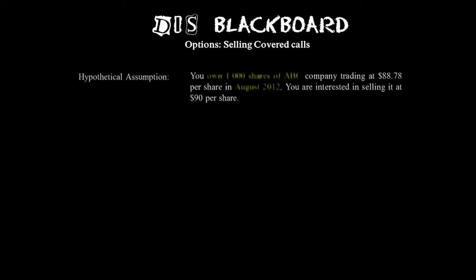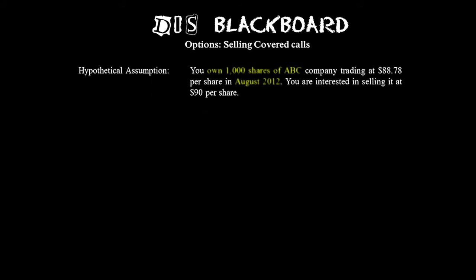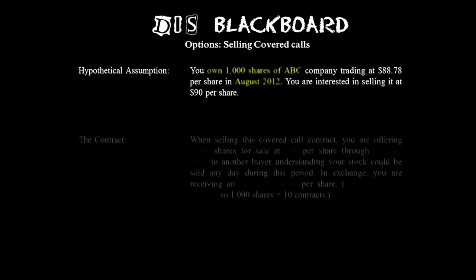Before we look at an options quote and diagram, let's set the stage with an explanation of a covered call, and let's start with a hypothetical assumption. Let's say you own 1,000 shares of ABC Company trading in the 80s, and it's in August, but you're interested in selling at $90 per share.